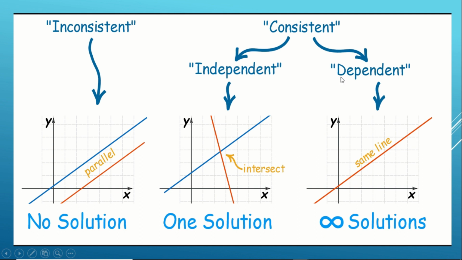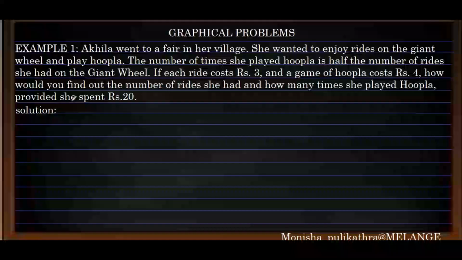So there are three types. One is inconsistent, that is parallel. Parallel is always inconsistent. Consistent is divided into two types: one is independent, having one solution, that is intersecting lines, and dependent, having coincident lines with infinite solutions. Hope you understood this.